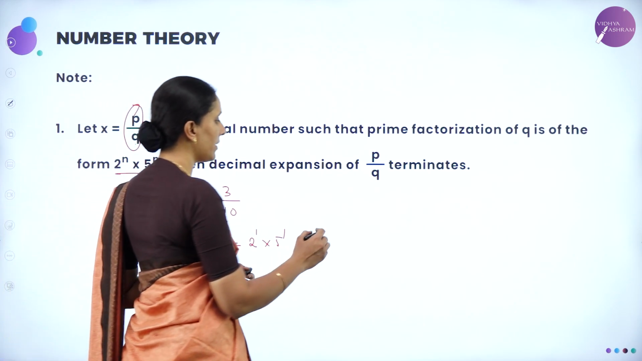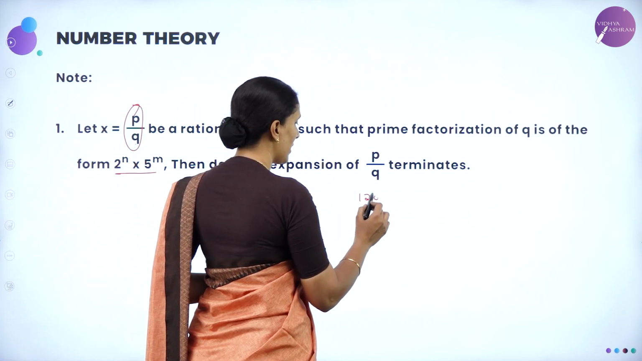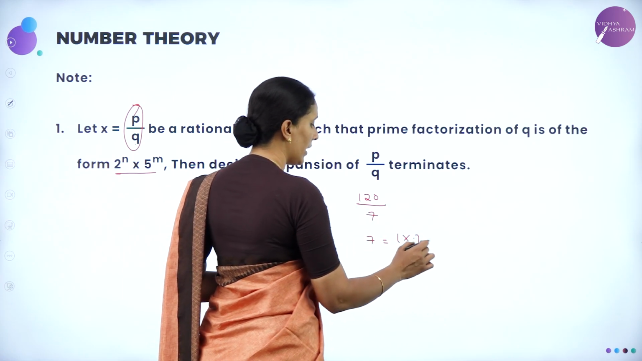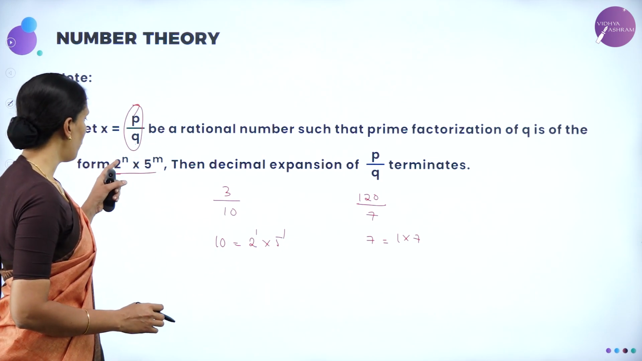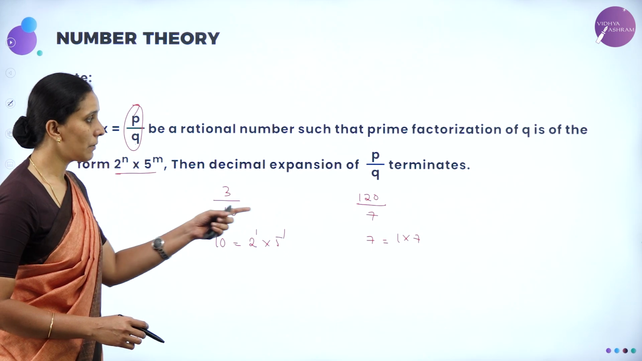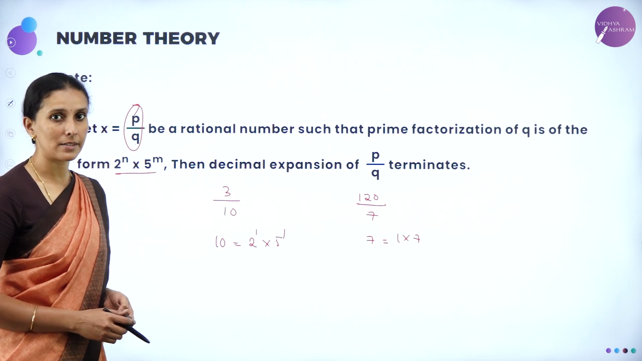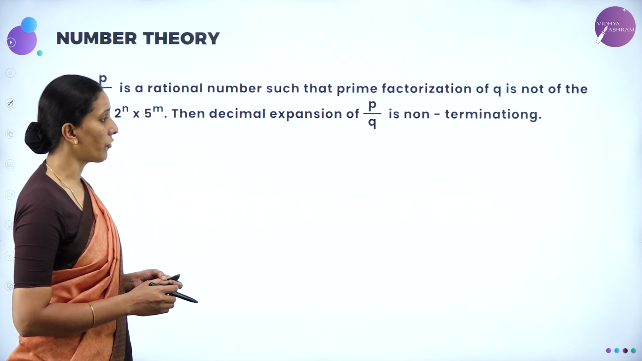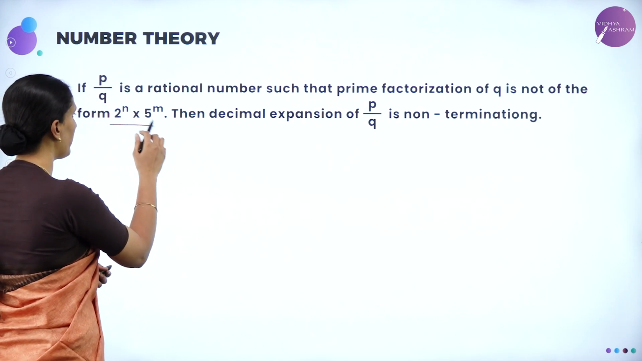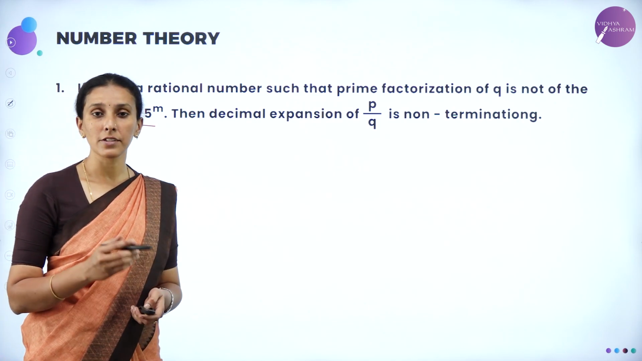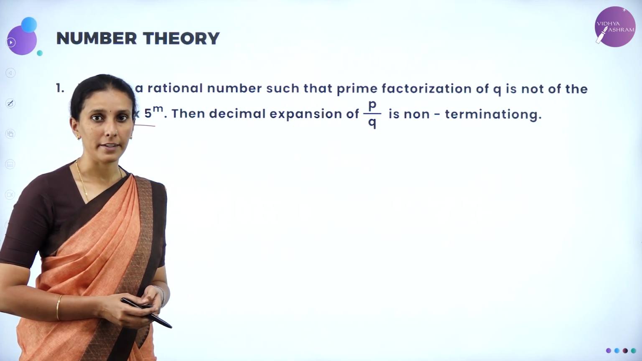For instance, let me take an example of 120 by 7. Now, 7 is 1 into 7. It is not in the form of 2 power n into 5 power m. In such a case, we can directly say the decimal expansion does not terminate. Now, if p by q is a rational number such that the prime factorization of q is not in the form of 2 power n into 5 power m, then the decimal expansion of p by q is called a non-terminating decimal expansion.